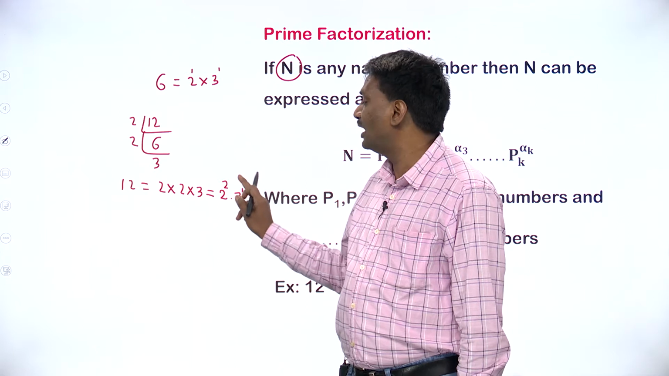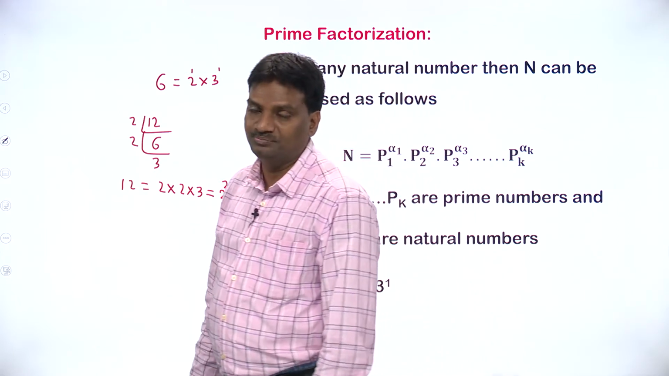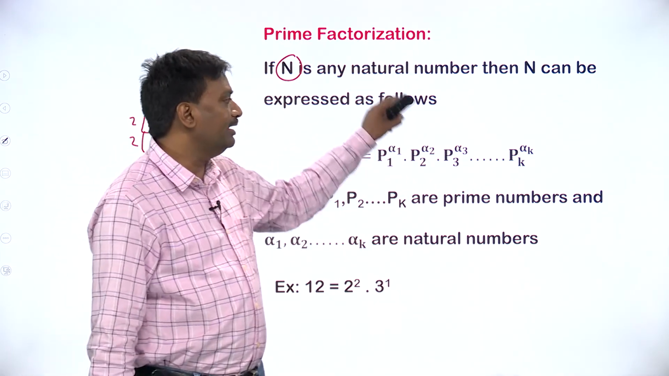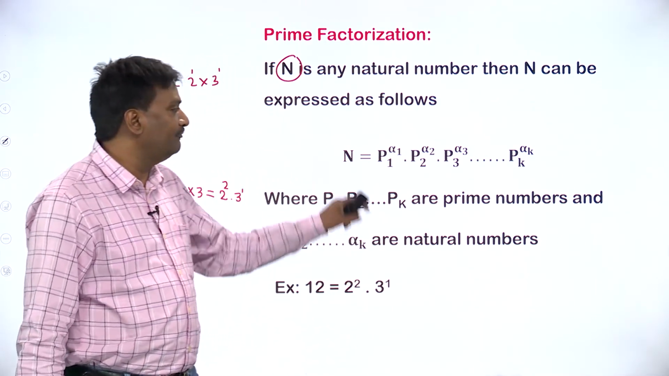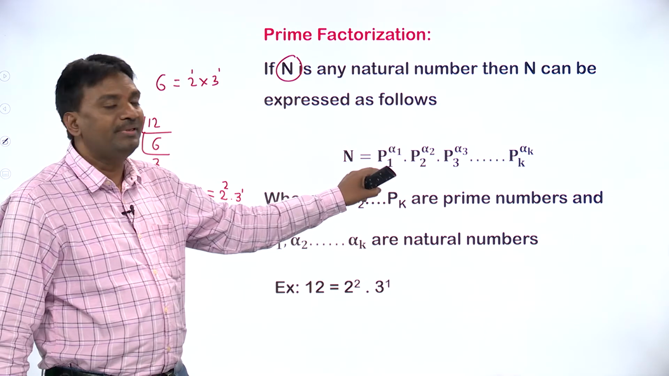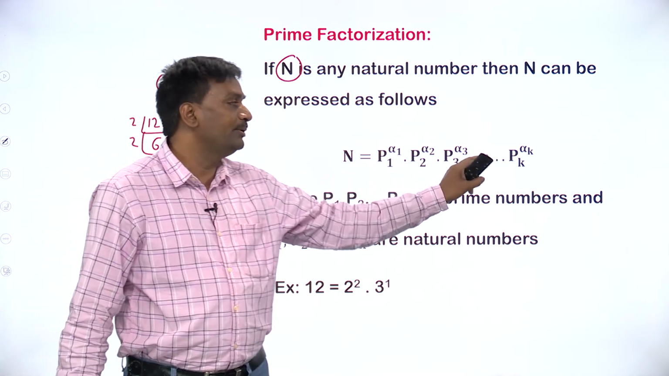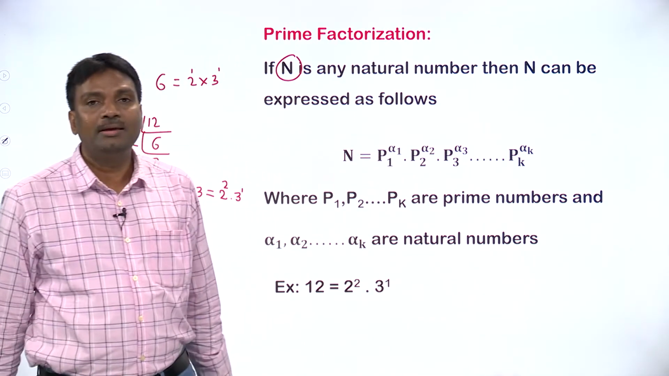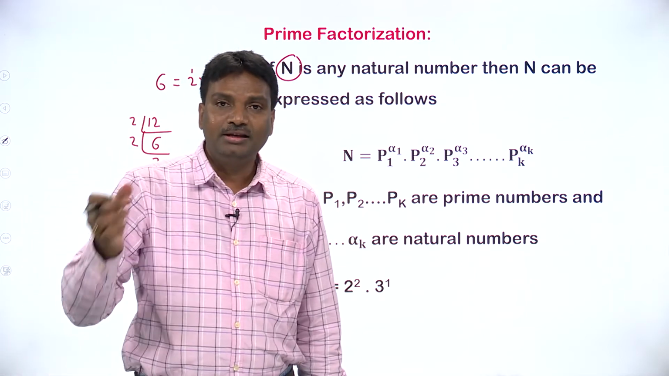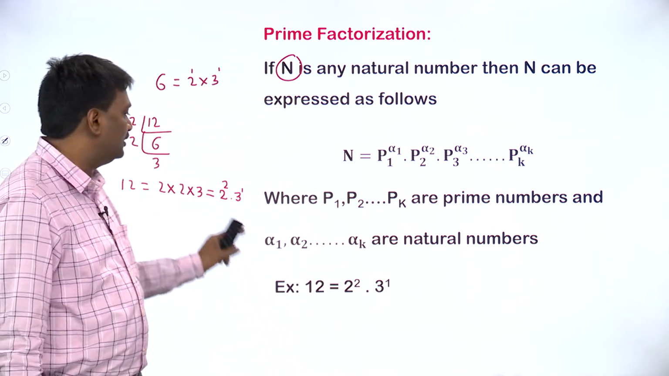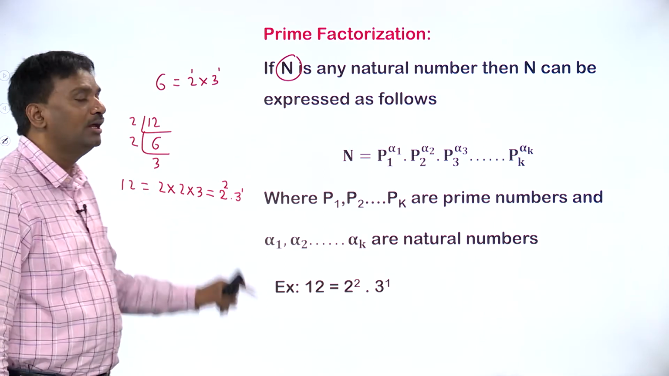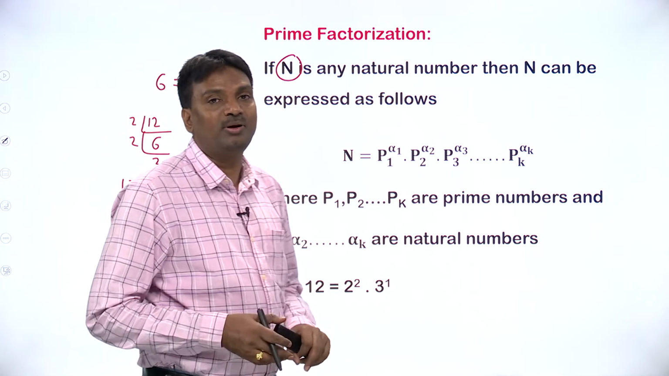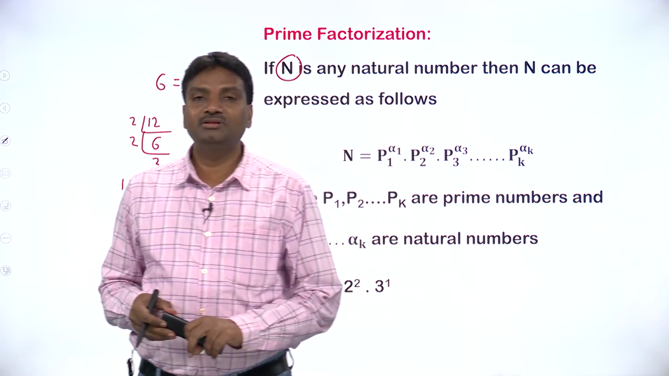By observing, this is in the form of p1 power alpha 1 into p2 power alpha 2. So, here we have taken the general form. If n is any natural number, then we can express that as p1 power alpha 1 into p2 power alpha 2 into and so on pk power alpha k. In place of n, if we suppose 12, this 12 can be expressed as 2 into 2 into 3. So, that is 2 square into 3 power 1.